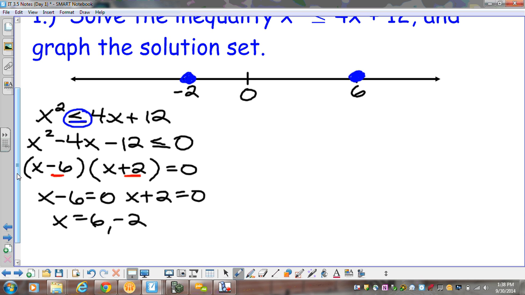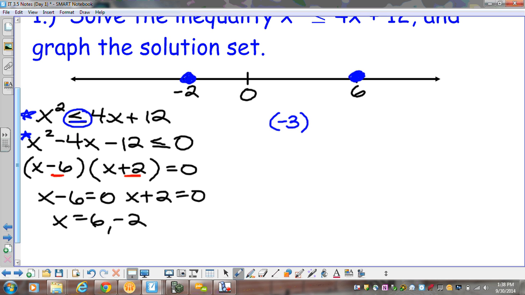Now I've got to test some points to see where I'm shading. Let's test a point to the left of -2. What's a value to the left of -2? -3. Or you can do -5, you can do -10, you can do -1 million if you wanted to. I don't recommend it, but you could. So let's just pick a point. Let's say -3. Now, you can plug it into your first equation, you can plug it in here, or you can plug it in the second one. Which one do you want to plug it into? The second one. All right, so let's plug in -3.